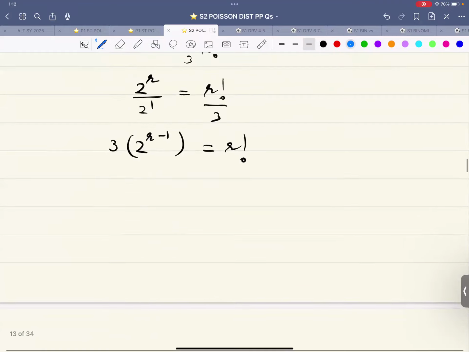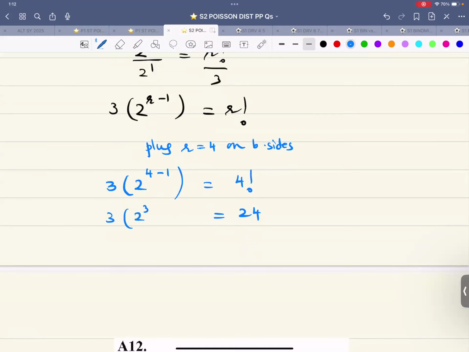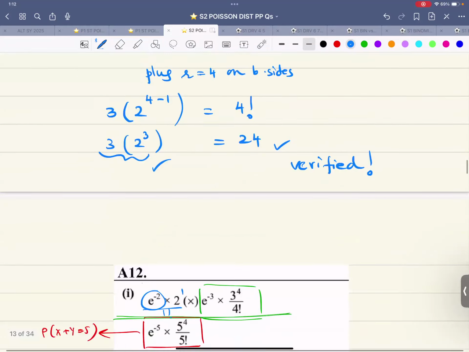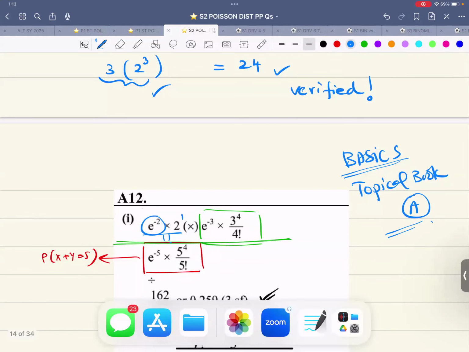R is equal to 4 satisfies this equation. Plug r is equal to 4 on both sides. 3 times 2 raised to power of 4 minus 1. That is 4 factorial. We know that 4 factorial is 24, 3 as it is. This is 2 raised to power of 3. 8 times 3 is 24. Yes, it's verified. So that completes this part. That is the basics. And the questions were from the topical book. And this was all about exercise A, some nice questions that we solved. So let's finish the lecture over here.